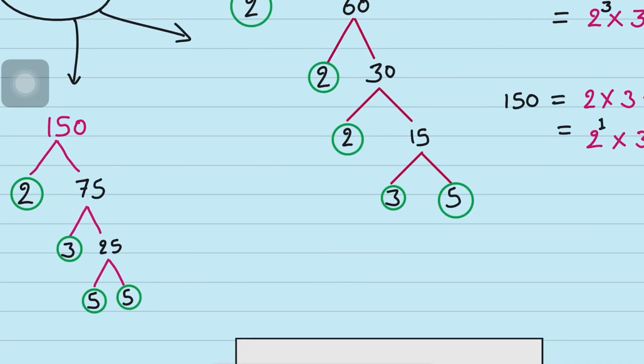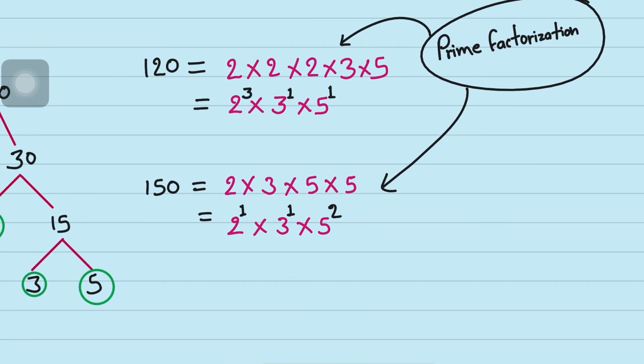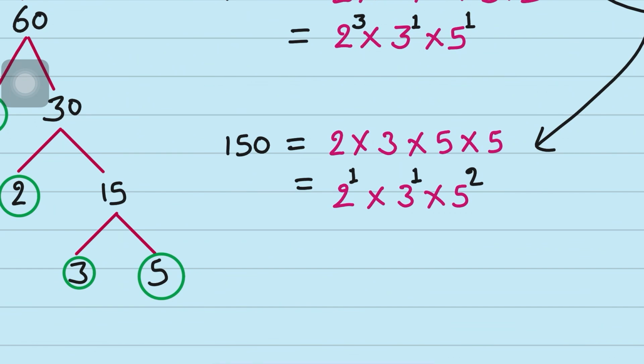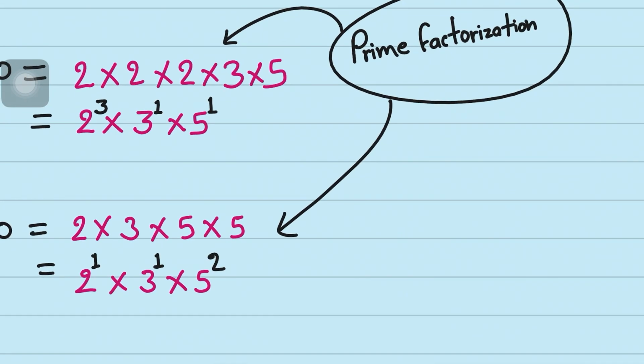And when it comes to prime factorization, these numbers are exactly from the tree. As you can see, there's 1 2 in the tree, so I wrote 2 here. 3 goes there, 5 and 5, so there are 2 5's. To write them well, there's 1 2, so I wrote 2 to the power 1. There's 1 3, so 3 to the power 1 as well. And 5, there are 2 5's, so we can write them as 5 to the power 2. This is called prime factorization.